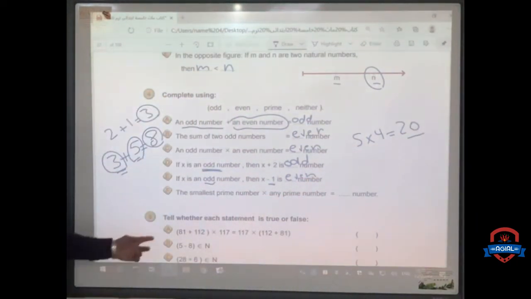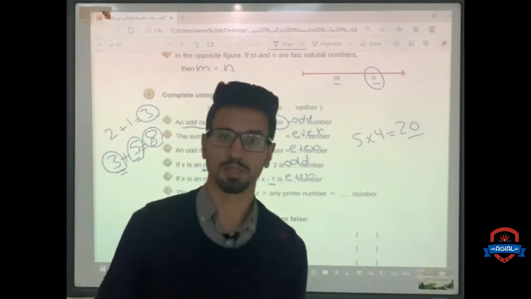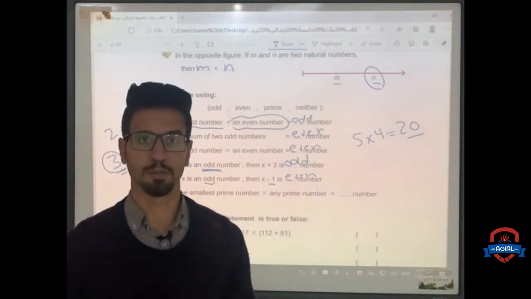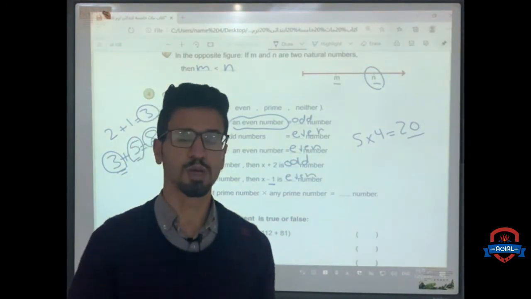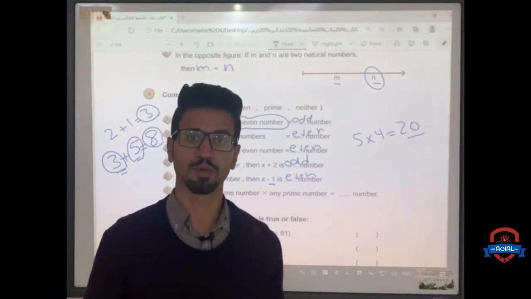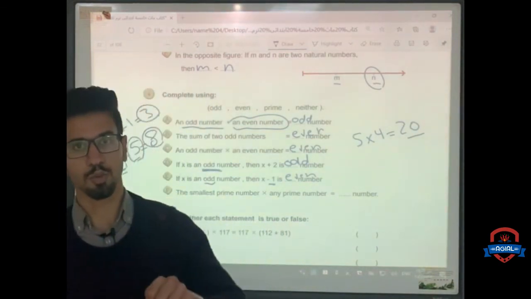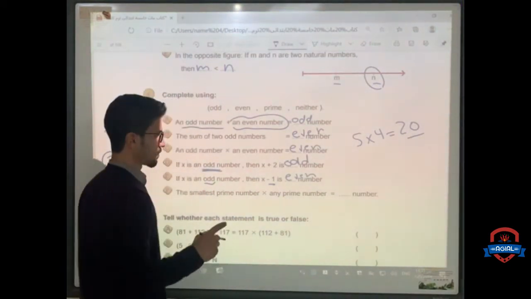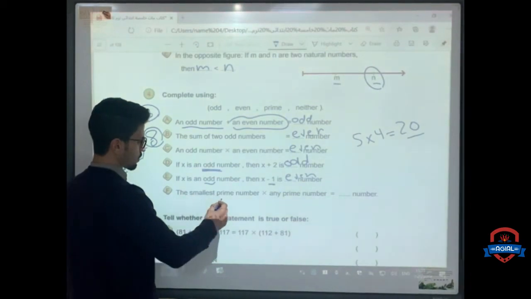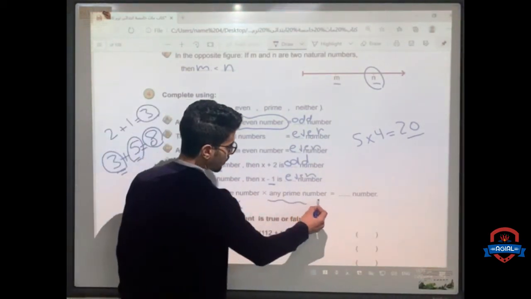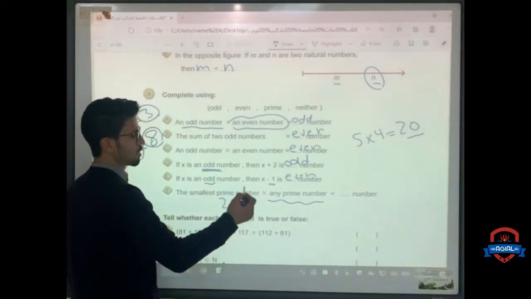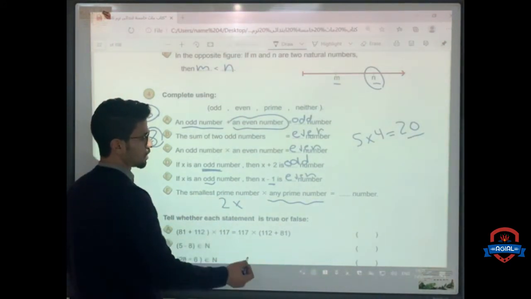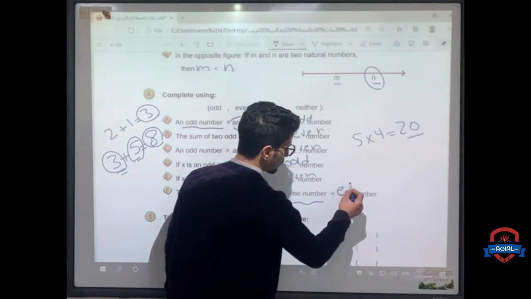And letter F, the smallest prime number times any prime number. We had studied before that the smallest prime number is 2. And if we multiply 2 by any number, the product will be a multiple of 2, so it will be divisible by 2. And all even numbers are divisible by 2. So the smallest prime number 2 times any prime number equals a number that is divisible by 2, and any number divisible by 2 is an even number.